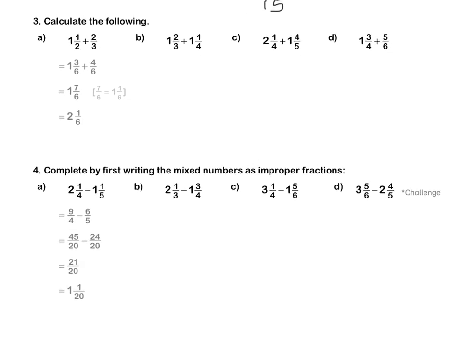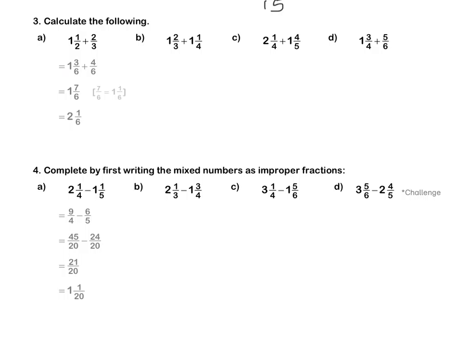Question 3. I've got 1/2 plus 2/3. My LCD is 6. So I rewrite this as 1 3/6. 2/3, I times by 2, I times by 2. Then I add up to get 1 7/6. And remember, 7/6 is equal to 1 1/6 as a mixed number. Therefore, my final answer is 2 1/6.